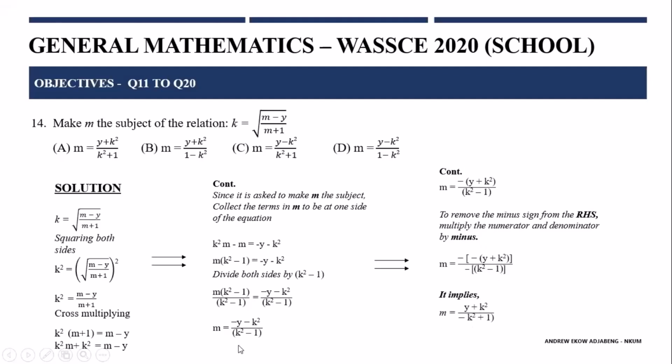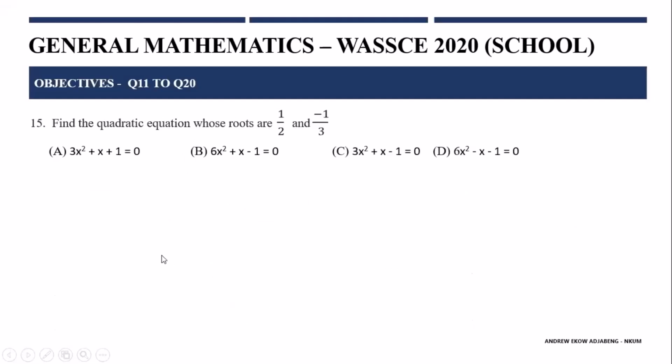Our final answer now is m equals (y plus k squared) all over (k squared plus 1). And that is the result for B. So our right answer here for the question is B.